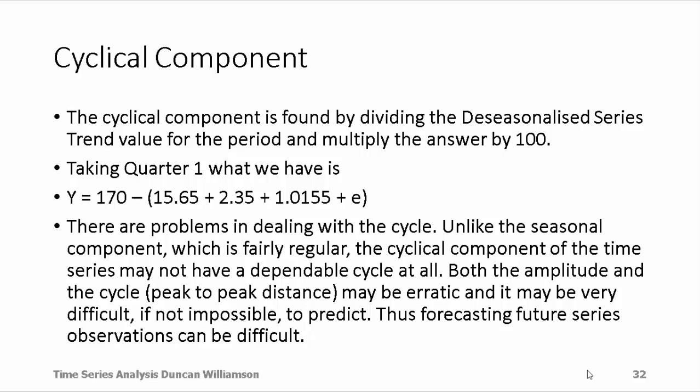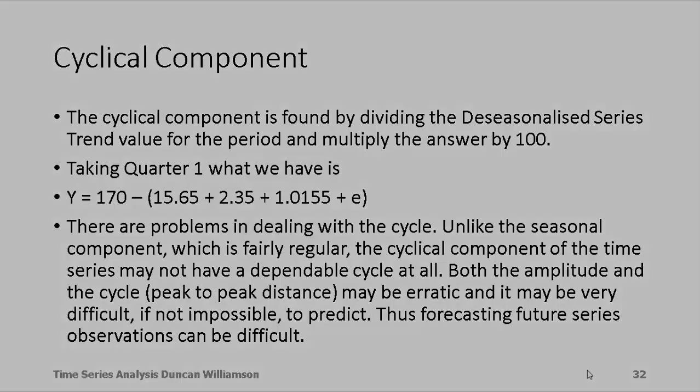Taking quarter one, what we have is 170 minus the sum of 15.65 plus 2.35 plus 1.0155 plus E. There are problems in dealing with the cycle. Unlike the seasonal component, which is fairly regular, the cyclical component of the time series may not have a dependable cycle at all. Both the amplitude and the cycle peak-to-peak distance may be erratic, and it may be very difficult, if not impossible, to predict. Thus, forecasting future series observations can be difficult.